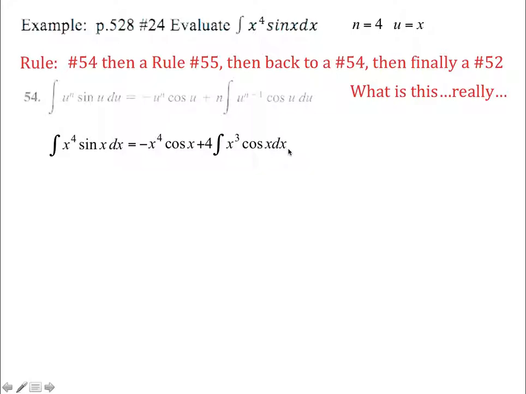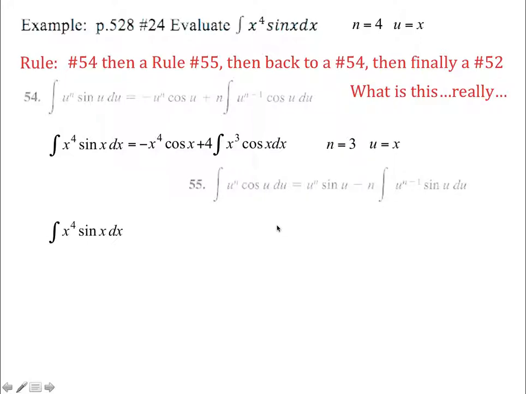Now we look at this form, and we see that in the tables it's rule 55. So our rule 55 has u to the n cosine u. So it's a cosine rule instead of a sine rule. And as you might guess, this rule for a sine had all cosines, so this rule for a cosine has all sines in it. So now we're going to identify that our n is 3 and our u is x. So we're going to plug the x and the 3 in everywhere where we see these.